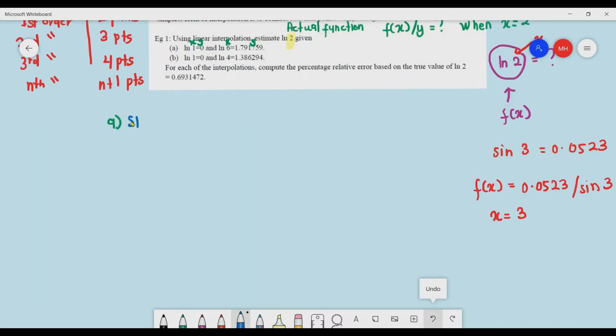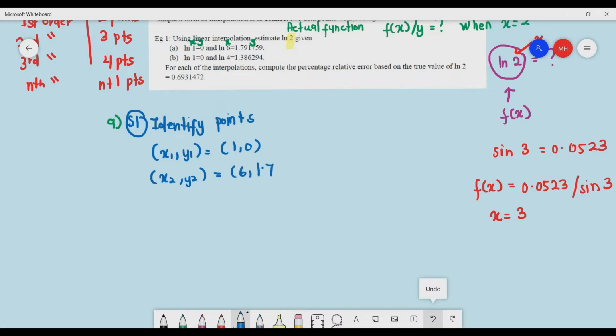Now we go to step number 1, to identify points. As I mentioned before, for a linear function, at least 2 points are needed, right? So we have 2 points here. x1, y1 is 1, 0, and x2, y2 is 6 and 1.791759.